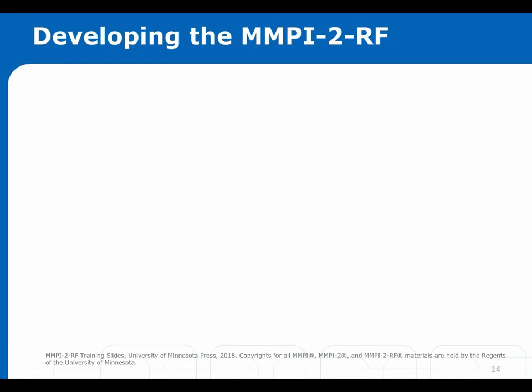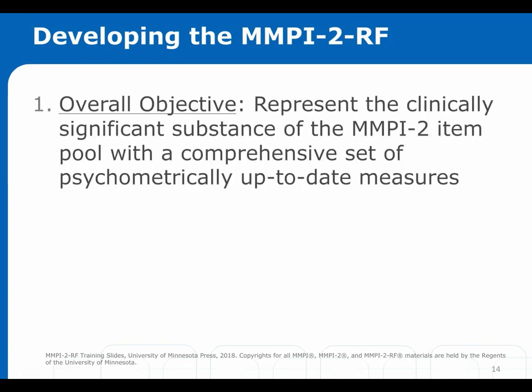Now that you have a frame of reference for the instrument, I'd like to discuss the development process. The overall objective for developing the MMPI-2RF was to represent the clinically significant substance of the MMPI-2 item pool with a comprehensive set of psychometrically up-to-date measures. In other words, Drs. Ben-Porath and Tellegen aimed to develop an exhaustive yet efficient means of assessing the clinically relevant constructs represented in the MMPI-2 item pool, and they aimed to do this in a manner that remedied the psychometric shortcomings of the clinical scales that we discussed in our previous unit.